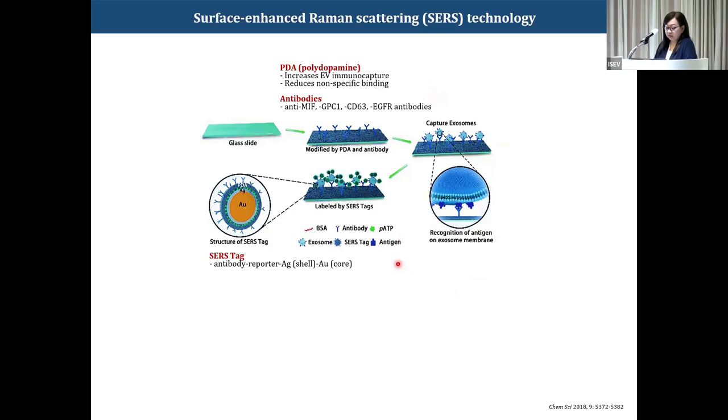The EVs were captured on the glass slide by binding to the antibodies. Then the tag, which consists of antibodies, reporters, and nanostructured particles of gold and silver, was added. And then the signal was analyzed.